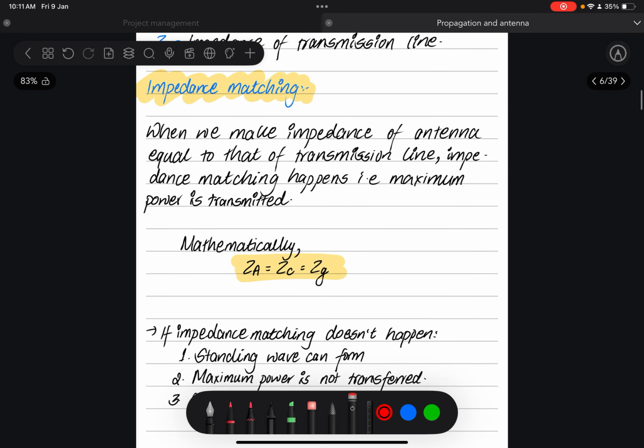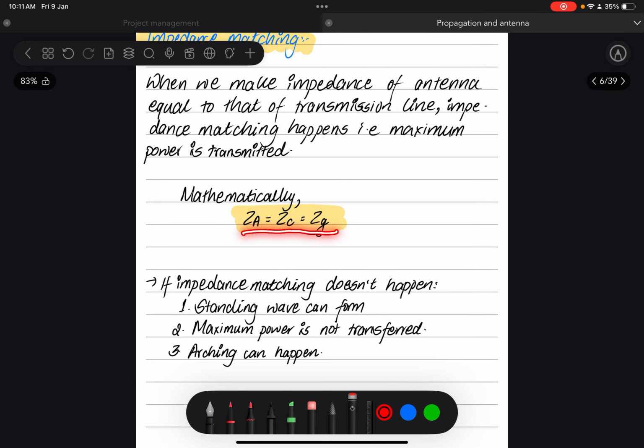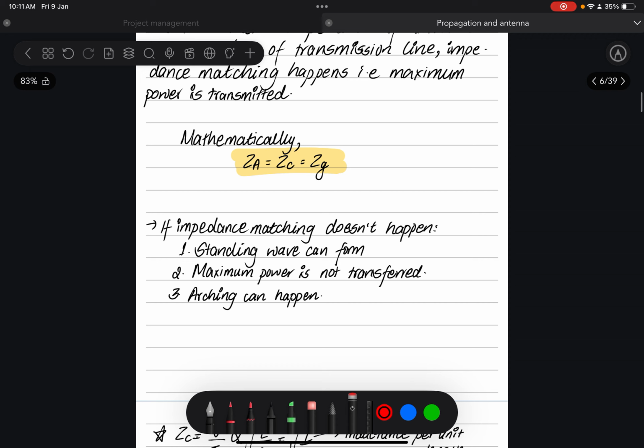Mathematically, ZA equals ZC equals ZG, meaning if the impedance of the generator, of the transmission line, and of the antenna are equal, we have successfully transmitted power.